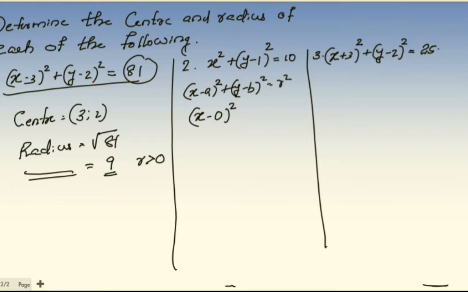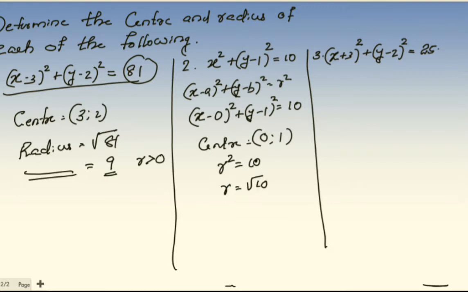a is 0, right? Then (y minus 1) all square is equal to 10. So center is equal to (0, 1). Or straight away, by inspection, we can write that the center is (0, 1). Then r square is 10, right? Therefore the radius r is equal to square root of 10, positive value. Clear? So we got the answer to that second question also.